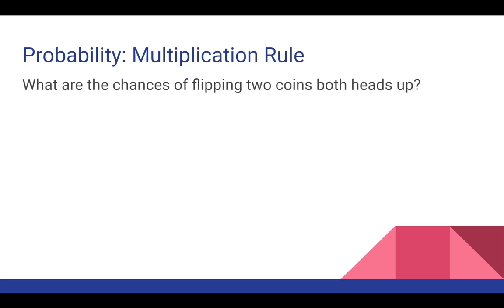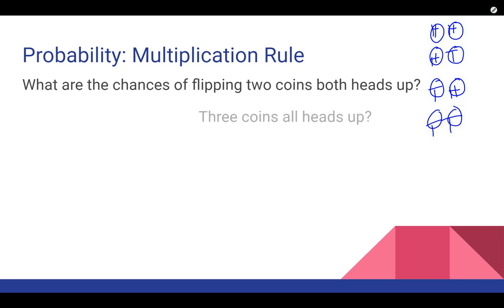What's the chance? Yeah. So you have different possibilities, right? Oh, my pen is off again. I hate that. So you could have both heads. You could have heads, tails. You could have tails, heads. And you could have tails, tails. I'm going to fix that in a minute. And so 1 out of 4 possible combinations would be to get the first penny heads up and the second penny heads up. What are the chances of getting 3 coins all heads up?